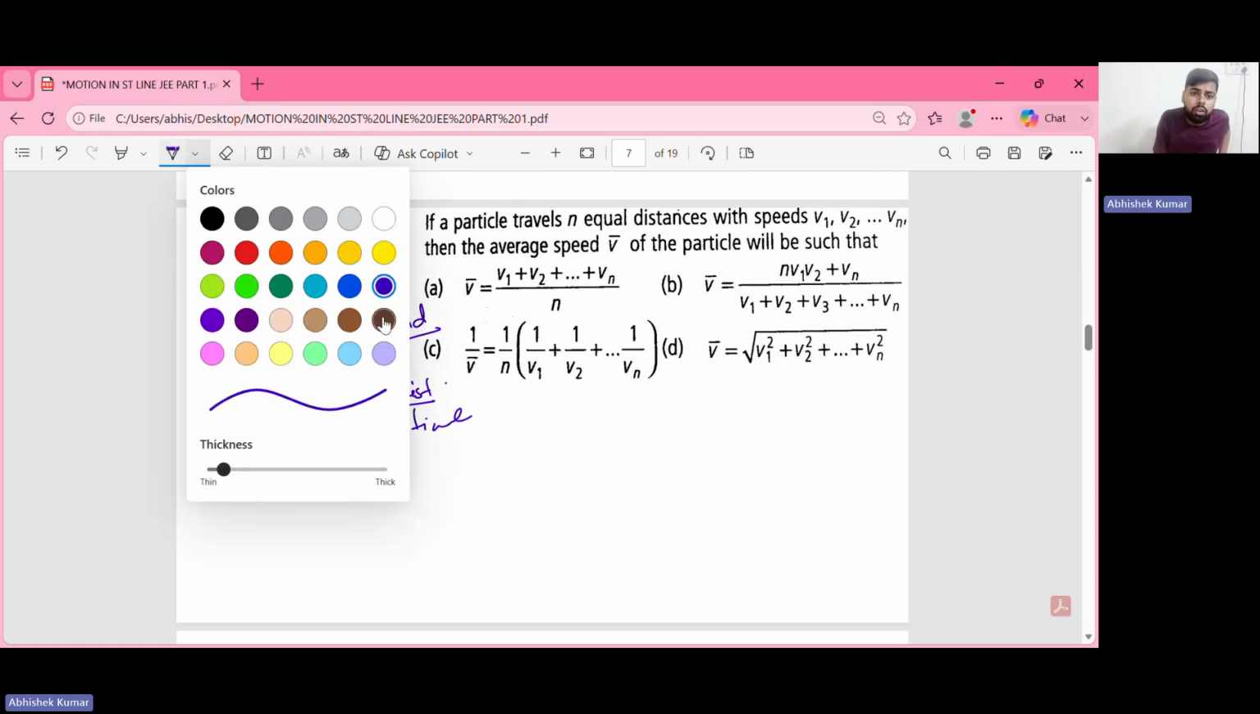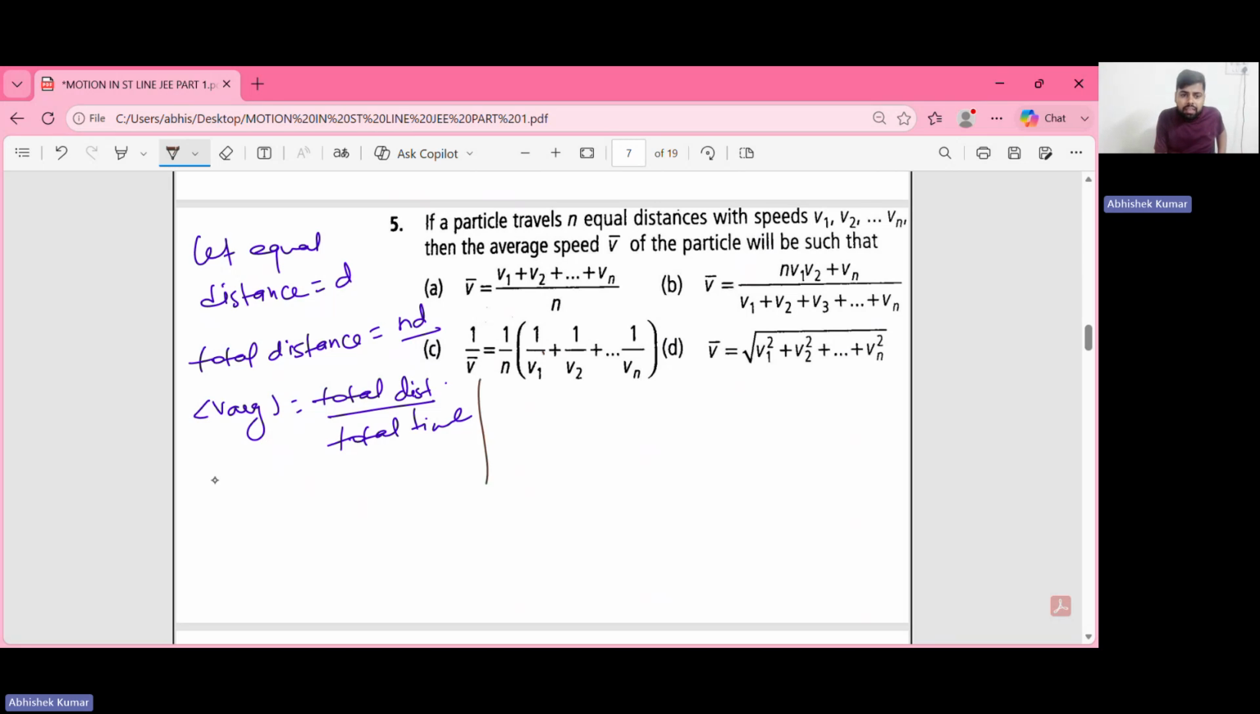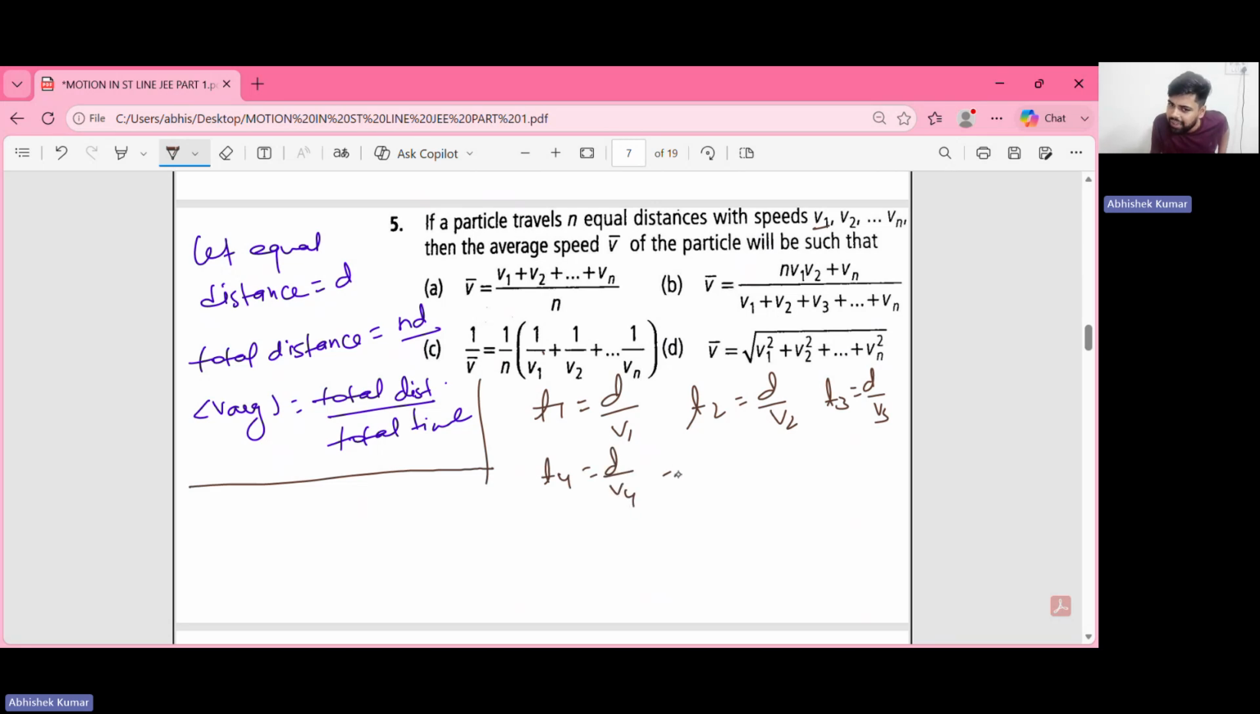So now, according to the question, for the time we have to find T1. How much will come? d by V1, matlab with the speed of V1. For T2, how much will come? d by V2. For T3, d by V3. And for T4, again the same thing, d by V4. Got it? So like this we travel n distances, and suppose for Tn, it will be d by Vn. Got it?